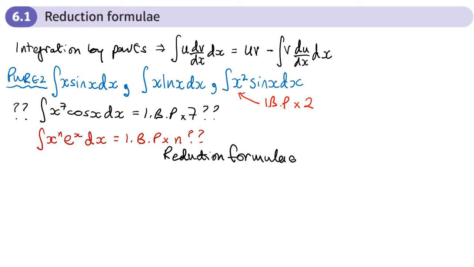So we would normally have some sort of integral that we'll call In. So this is going to be an integral that has n in it. So it might be x to the power n e to the x. It might be sine to the power n, or cos to the power n, or tanh to the power n. So it may be a normal trigonometric ratio. It may be a hyperbolic ratio that we're talking about.